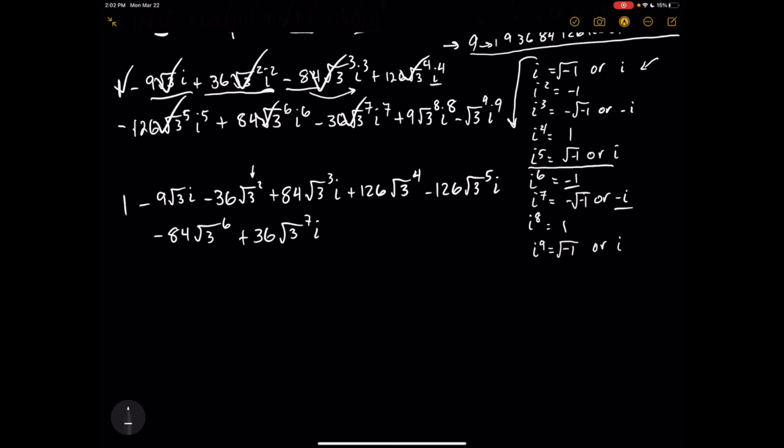Crossing these things out again. And then 9 root 3 to the eighth. i to the eighth is just 1, so it's going to be plus 9 root 3 to the eighth.